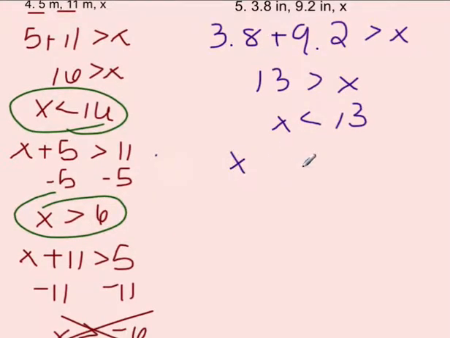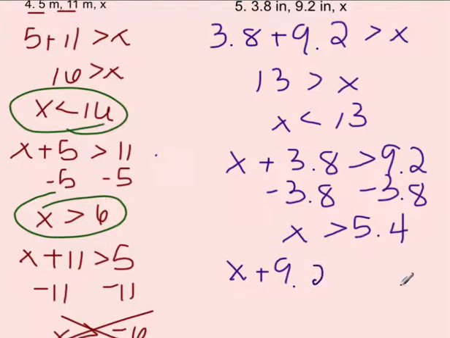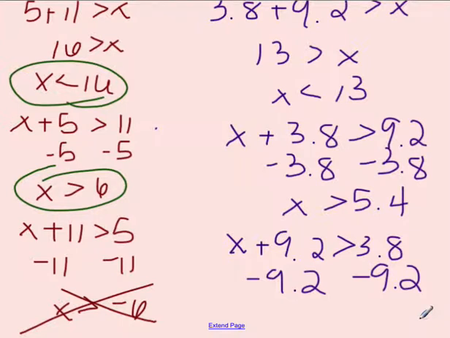Then x plus 3.8 needs to be greater than 9.2. So now to solve for x, I'm going to subtract 3.8 from both sides. And then I get that x has to be greater than 5.4. Okay, so there's another statement that I know to be true. Last but not least, x plus 9.2 needs to be greater than 3.8. Subtract 9.2 from both sides. And when I do that, I get that x is greater than negative 5.4.